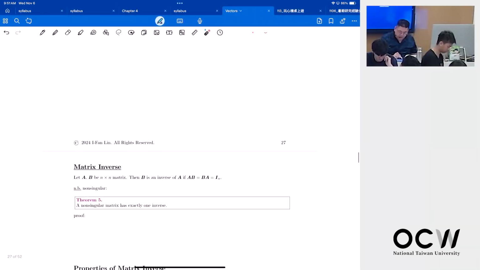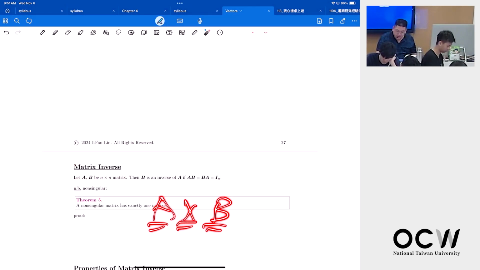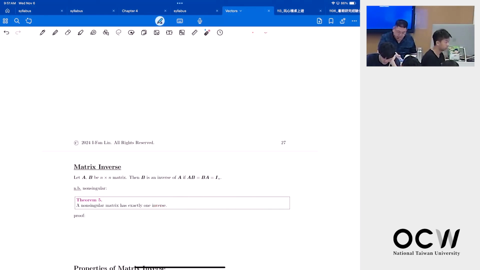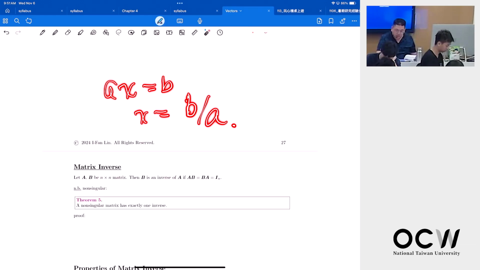So next one, we can also use the matrix inverse to find the solution, because AX equals B, right? X should be A inverse B. And then what is A inverse? We know for algebraic operation, X should be B over A. But in matrix, I cannot write it down like this. So I need to use A inverse.